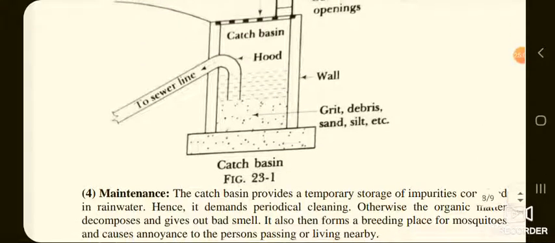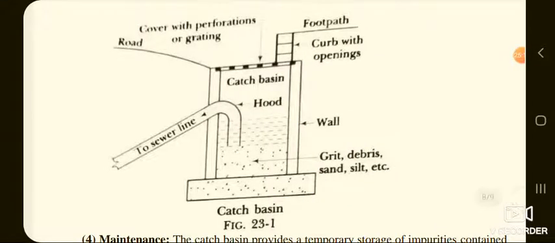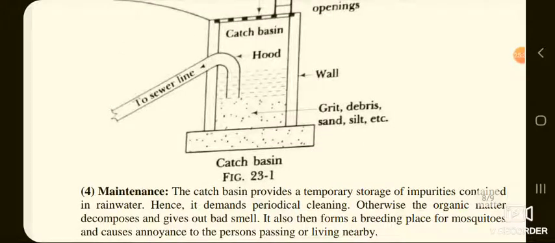So this is the cross section of a catch basin. So here you can see the road level as well as different components, and also how the sewer line is connected to catch basin here. And at the top there is a perforated cover which allows the rainwater to enter in it. Perforation will help in the escape of the sewer gases.